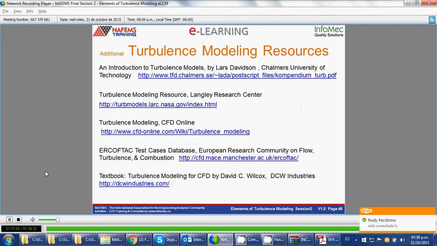If you need more resources, there's a bunch of different resources. I'll put them right here. So I think these are very helpful. I've used this one extensively. I think it's available on the internet. It's from Chalmers University, and it talks about the turbulence models in detail.